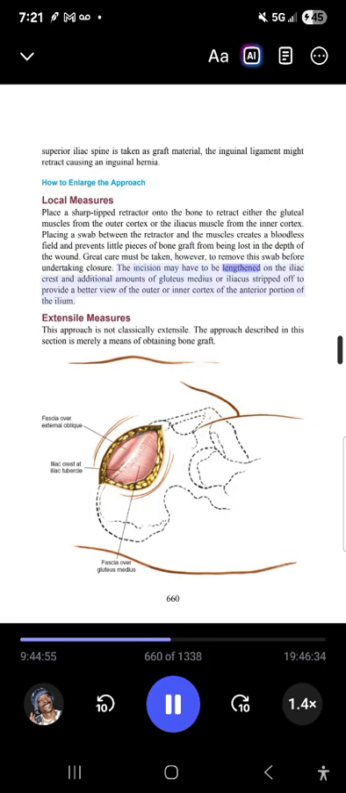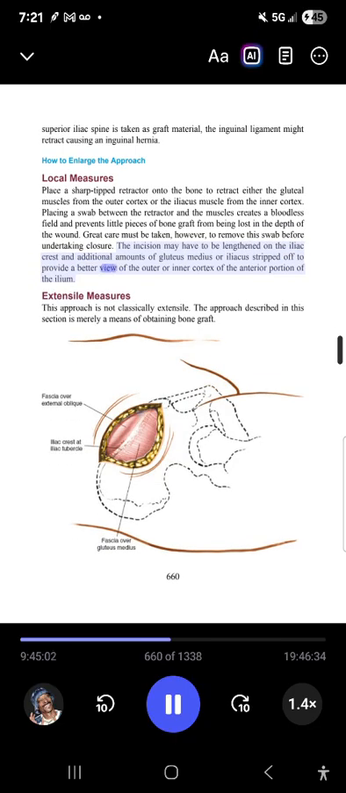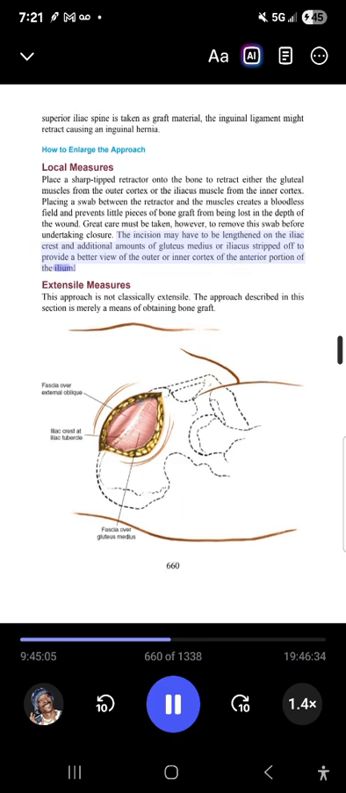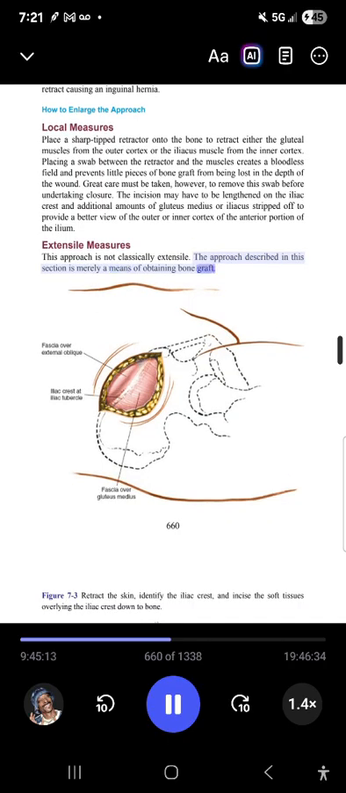The incision may have to be lengthened on the iliac crest, and additional amounts of gluteus medius or iliacus stripped off to provide a better view of the outer or inner cortex of the anterior portion of the ilium. Extensile measures. This approach is not classically extensile. The approach described in this section is merely a means of obtaining bone graft.